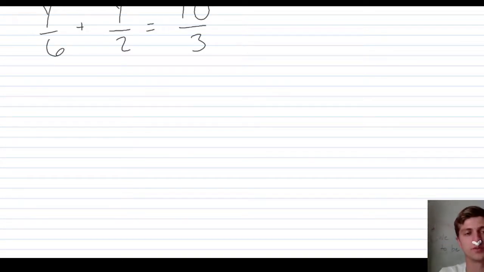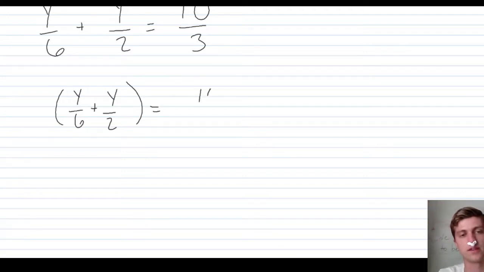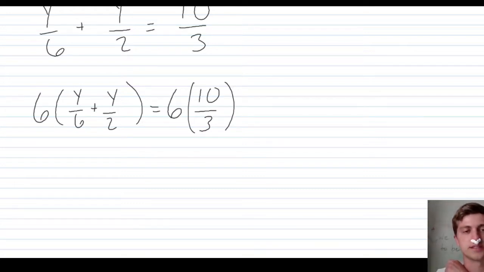What we want to do is put our left side in parentheses. Rewrite everything and put it in parentheses. And then do the same thing for the right: rewrite everything, and then put it in parentheses. On the outside of the parentheses, we'll put our least common multiple, 6 and 6.